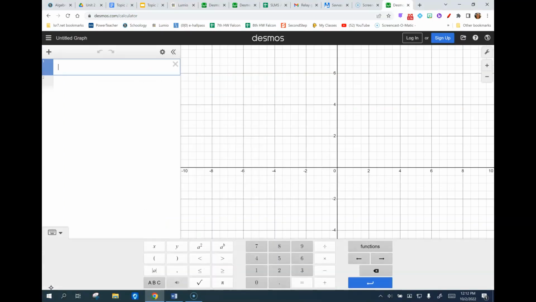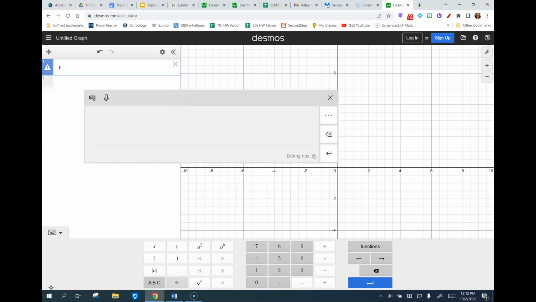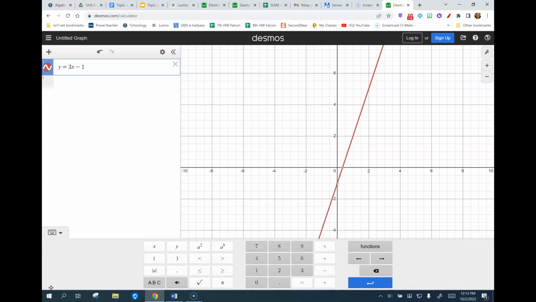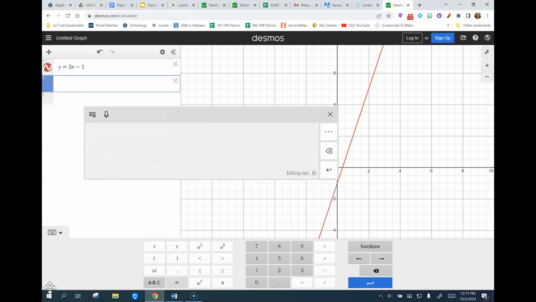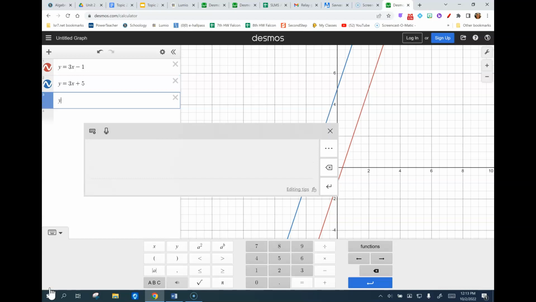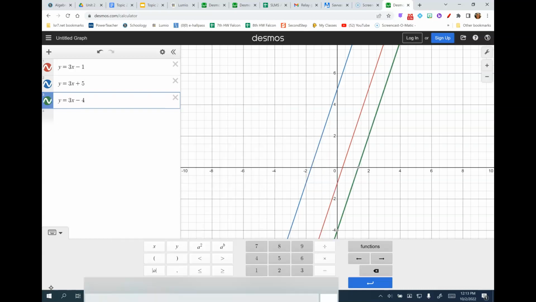Y equals 3x minus 1. Oh, my other lines disappeared, didn't they? Okay. Y equals 3x plus 5. Y equals 3x minus 4. Okay? So hopefully your lines are still there.